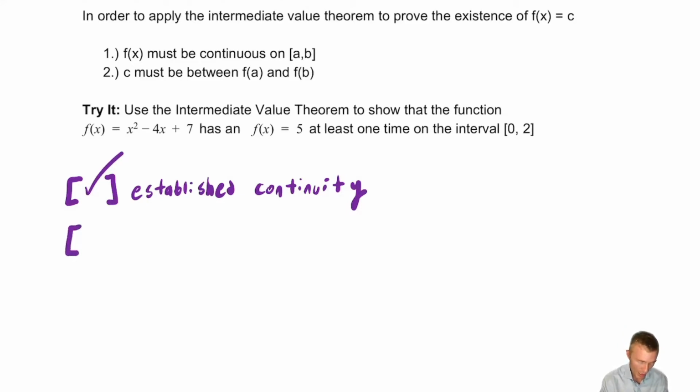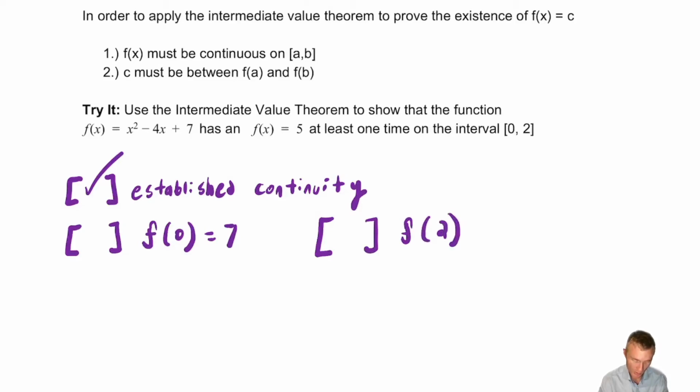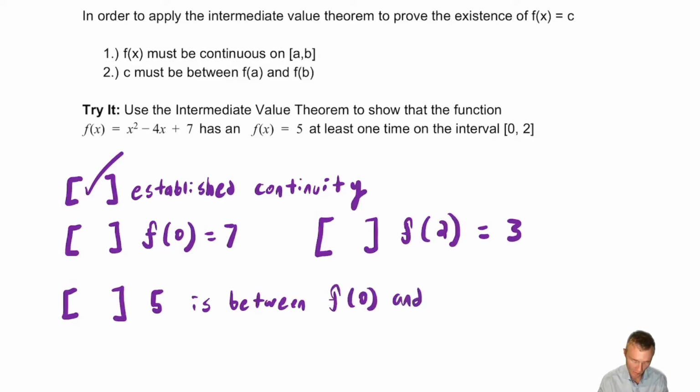Second, make sure you worked out f of 0 to be 7, and that you worked out f of 2: 2 squared is 4, 4 times 2 is 8, 4 minus 8 is -4, plus 7. Make sure you worked that out to be +3. That would be your next 2 points. And finally, make sure that you made a statement applying the intermediate value theorem. So something along the lines of 5 is between f of 0 and f of 2.